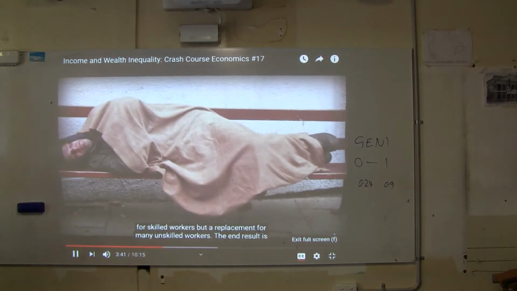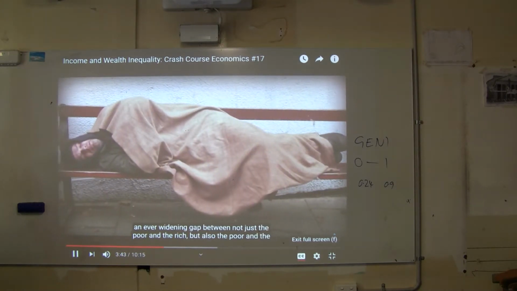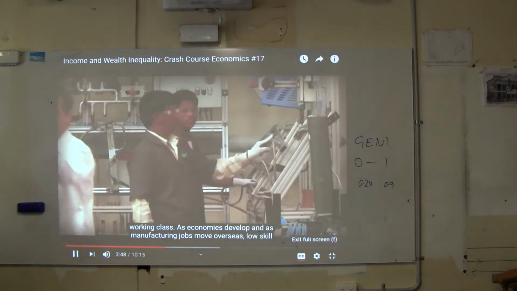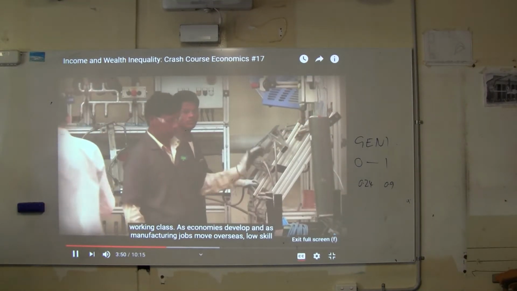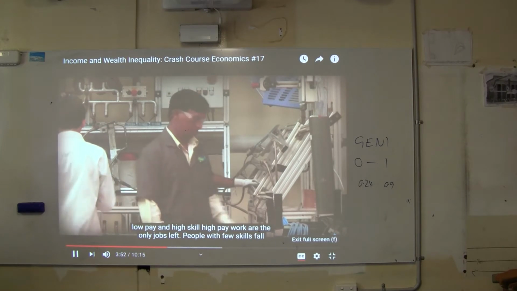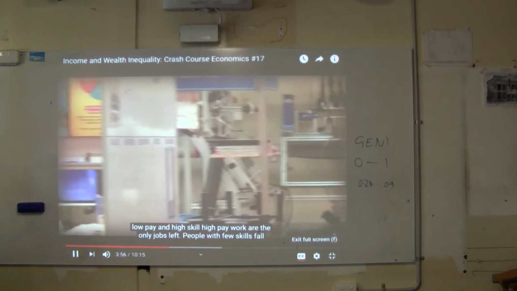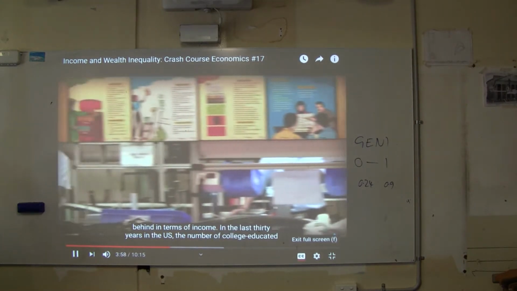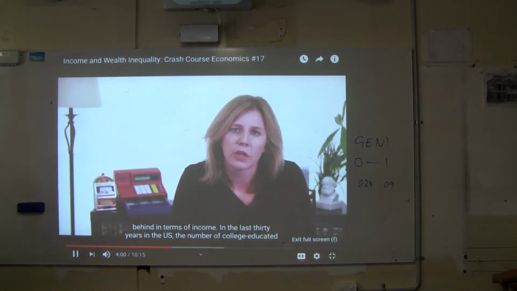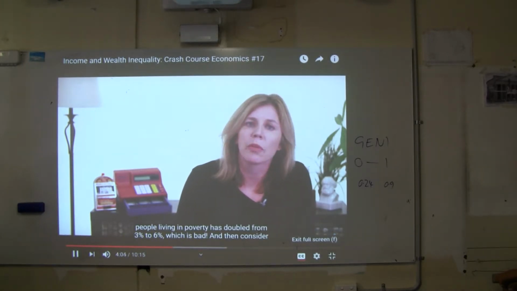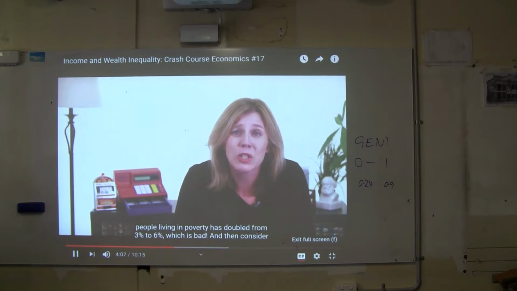The end result is an ever-widening gap between not just the poor and the rich, but also the poor and the working class. As economies develop and as manufacturing jobs move overseas, low-skill, low-pay, and high-skill, high-pay work are the only jobs left. People with few skills fall behind in terms of income. In the last 30 years in the US, the number of college-educated people living in poverty has doubled from 3% to 6%, which is bad.